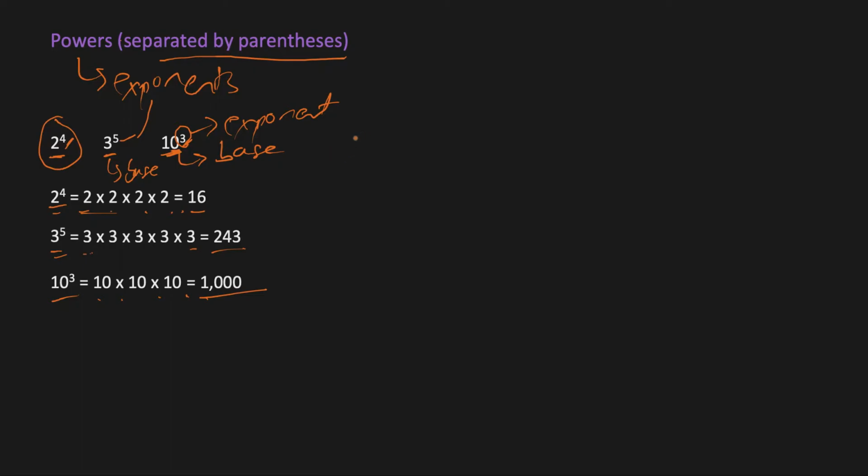So when it comes to simplifying exponents that are separated by parentheses, let's look at one example and see what it actually means. For example, let's say I have something like this, which is 5 to the power 3 in parentheses, and then that parentheses to the power of 3.